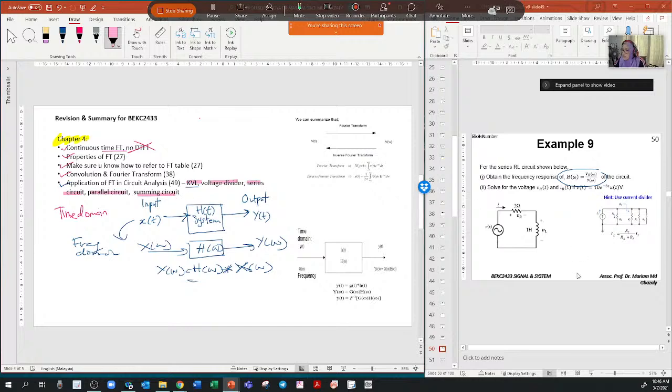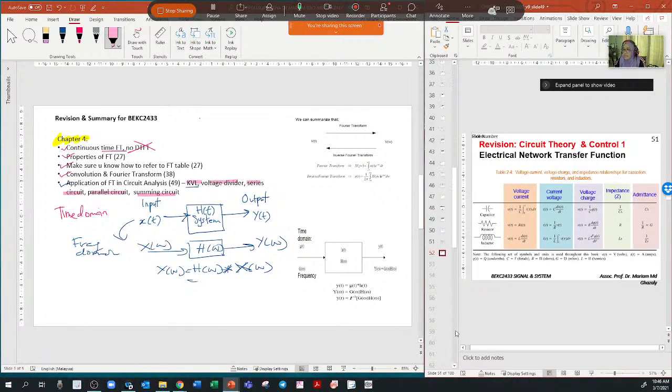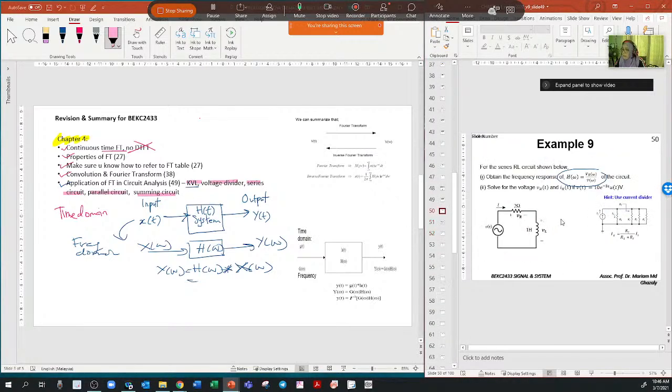You need to understand how to derive the equation when you have a series or parallel circuit or summing circuit. My suggestion is that students need to understand that many of our subjects, under mechatronics or even electrical, are not stand-alone. It means you can't take only BEKC2433 and then not need to learn other things. It's not unrelated. When you make an application, this subject is related to the circuit theory subject. So if you have circuit theory notes, go through them again. I hope you didn't just flush them down the toilet or throw them out.